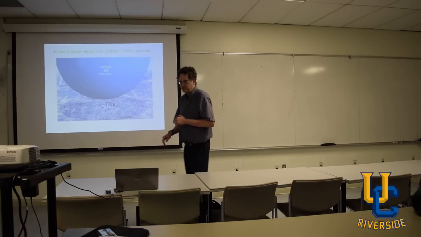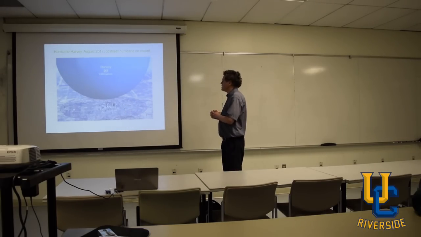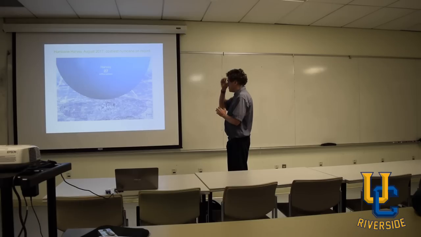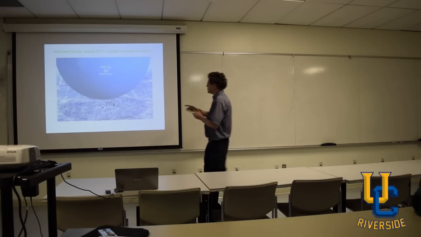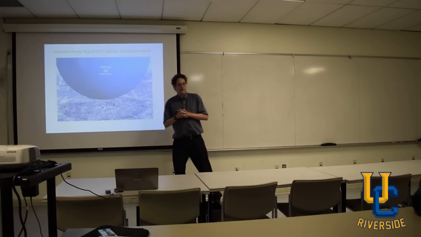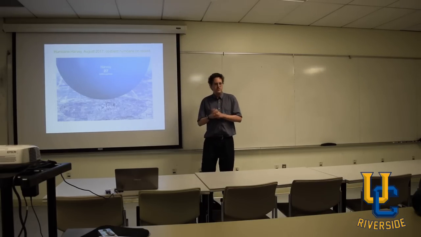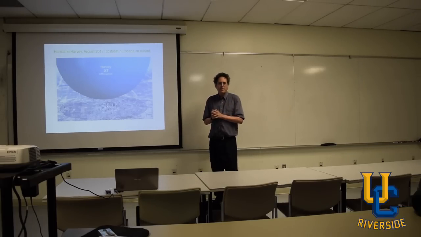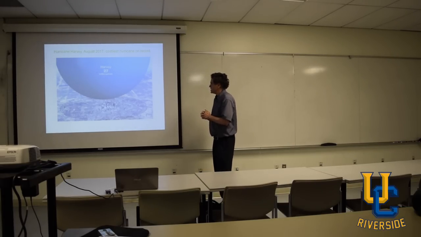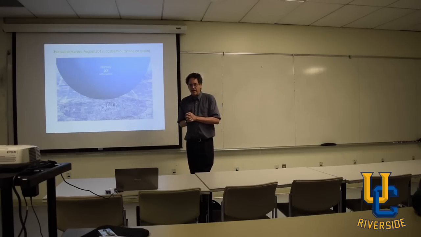In 2017, in August, Hurricane Harvey hit Houston and neighboring areas in Louisiana, and it was the costliest hurricane on record. This is a picture of the amount of water that fell in that hurricane. Of course, luckily it didn't all fall in the form of one single droplet like this, or else Houston would not exist, but it's just amazing.